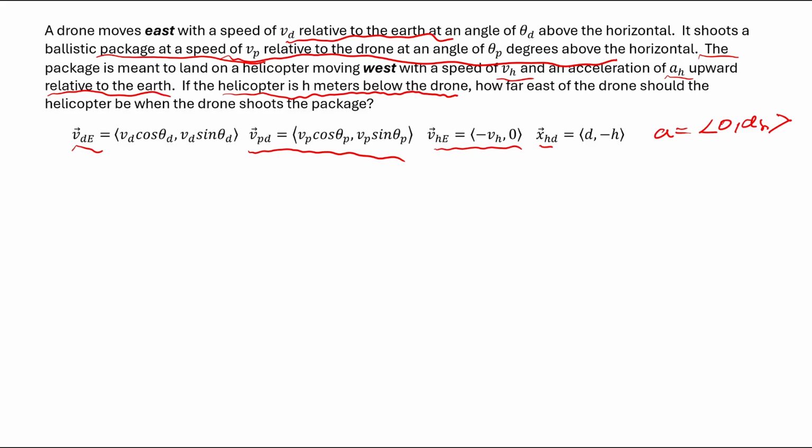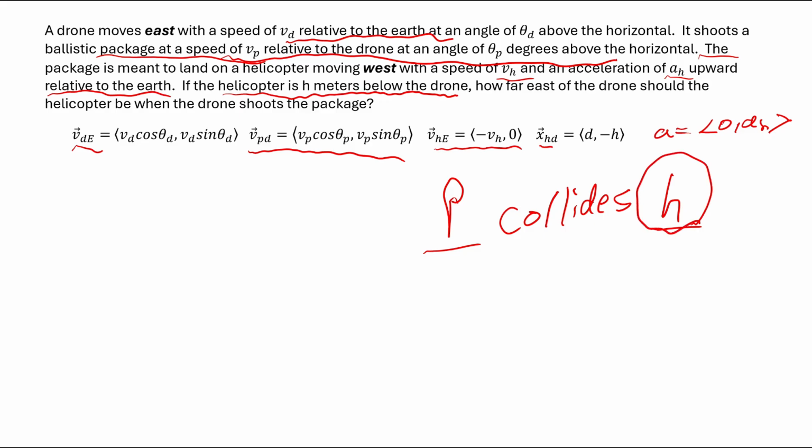So the first thing we need to do is pick a frame. You cannot do this problem until you pick one frame. And my advice is you have two things that are going to collide. The package collides with the helicopter. Pick either the helicopter's frame or the package's frame. The reason I say to do that is if you pick that frame, then you only have one object to track and you're simply waiting for that object to return to the origin. In other words, if you're in the helicopter's frame, it's always in the origin. If something crashes into the helicopter, you simply need to find the time when that thing returns to the origin. So that's our plan. We're going to do it in the helicopter's frame.